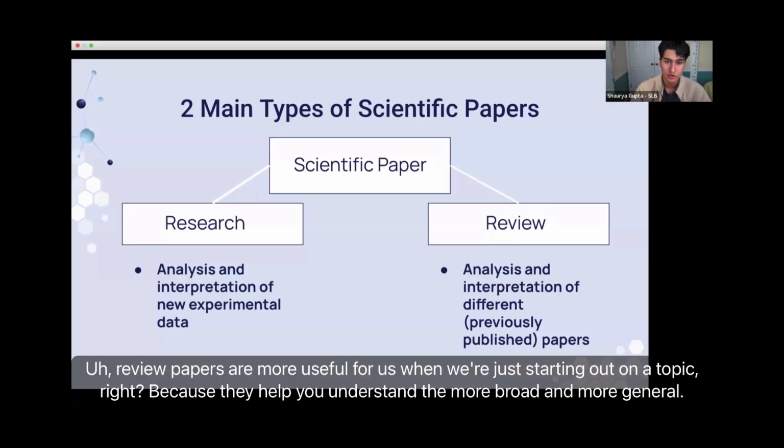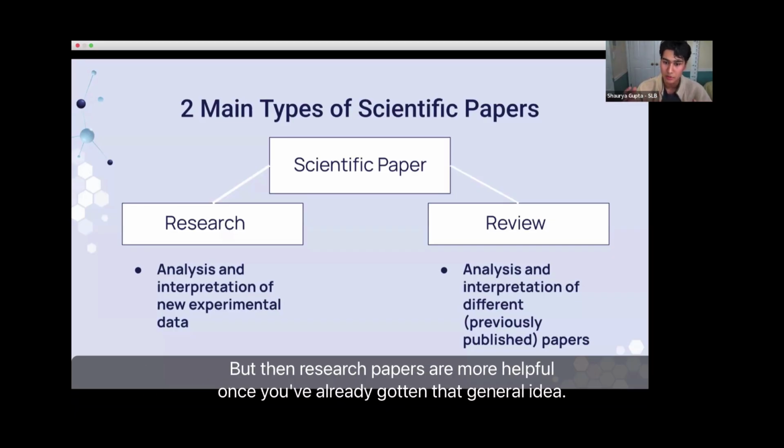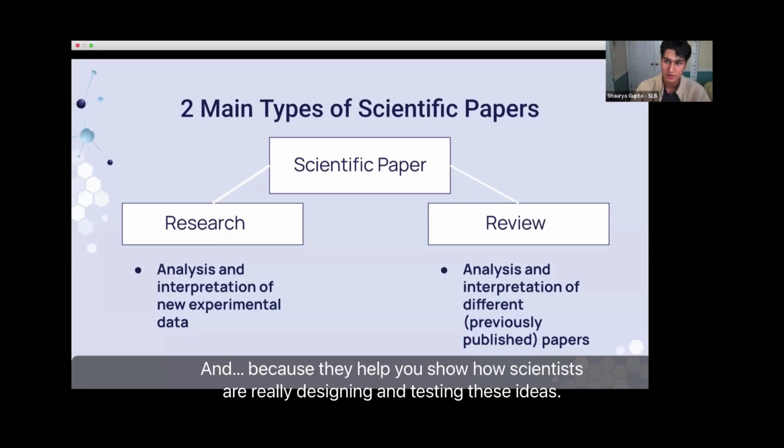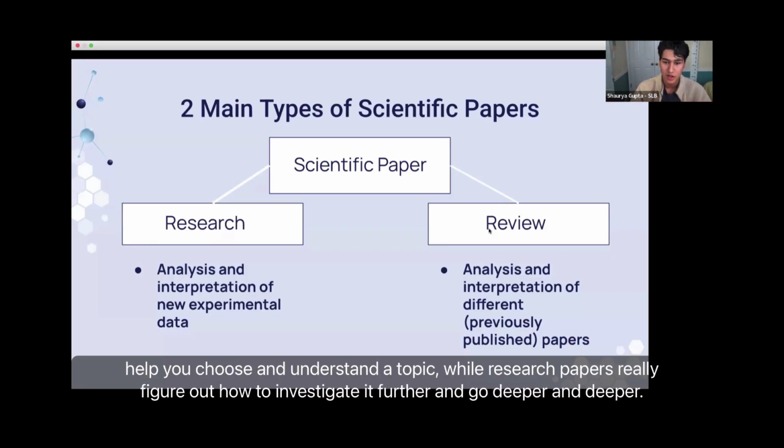Review papers are more useful for us when we're just starting out on a topic, right? Because they help you understand the broader and more general information in terms of what's already known in these larger fields, and they can help us identify interesting places of interest, right? But then research papers are more helpful once you've already gotten that general idea, because they show how scientists are designing and testing these ideas and help you narrow down your focus, right? And then when you're developing your own research project, these review papers help you choose and understand a topic, while research papers help you figure out how to investigate it further and go deeper and deeper.